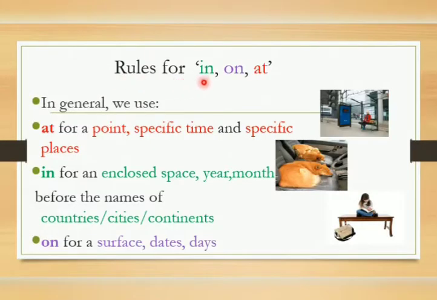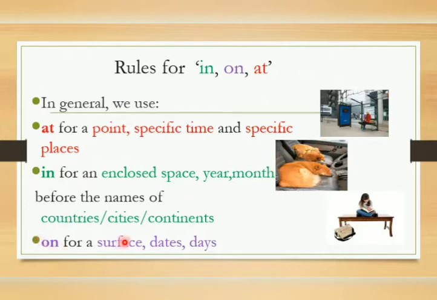So here are the rules for the prepositions in, on, at. In general, we use at for a point, specific time and specific places. Here you can see in the picture that this lady is waiting at the bus stop. In is used for an enclosed space, year, month, and before the names of countries, cities, continents. So whenever we talk about these things, we use the preposition in before it. Like you can see here that these dogs are in the car.